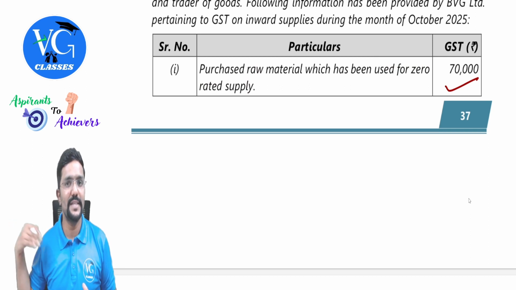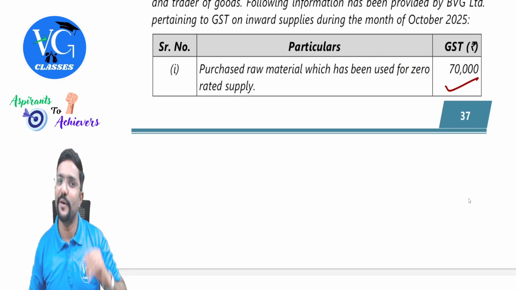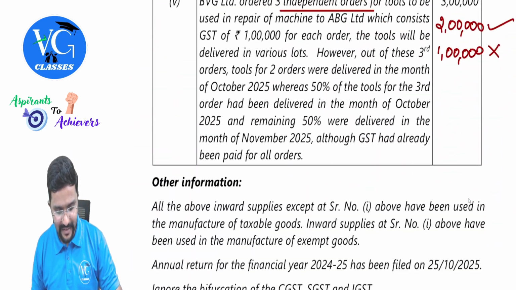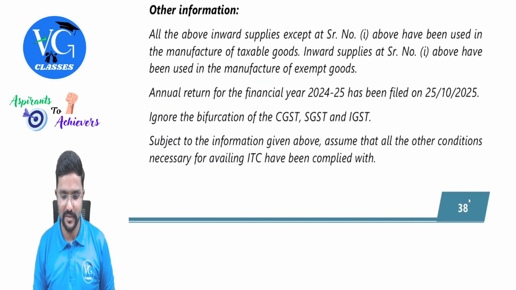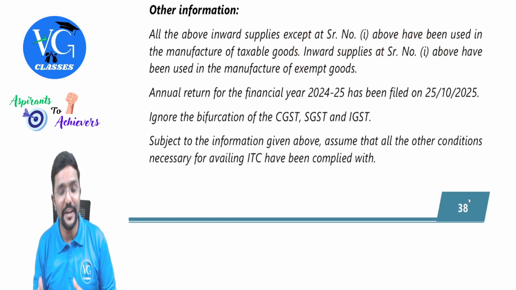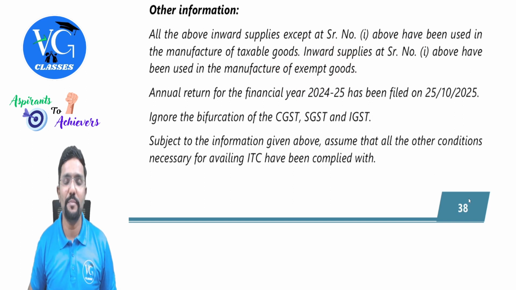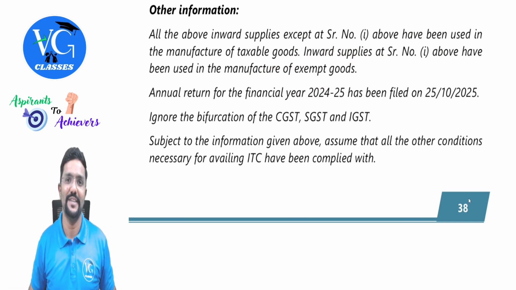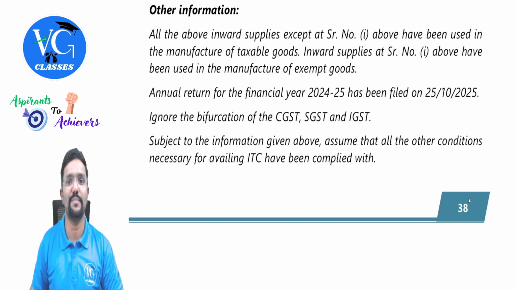If your outward supply is zero rated, credit is available on inward supply. Yes, sir, I can claim it. But here they have given something opposite to this. They're telling inward supply in serial number 1 is used to manufacture exempt goods. It cannot be both, because under GST, zero rated is different, exempt is different. If my outward supply is exempt, guys, actually there is no credit on inward supply.